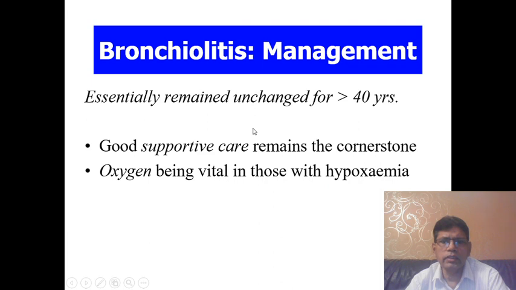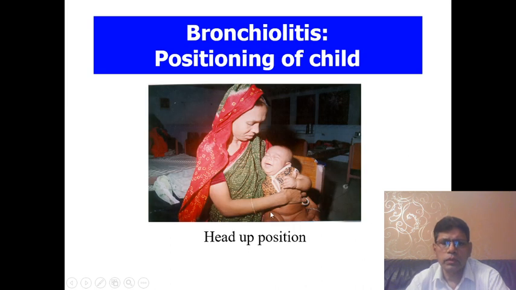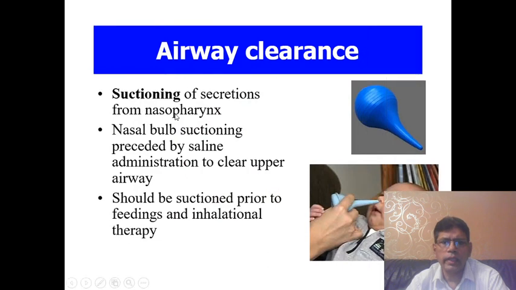And management has been essentially unchanged over the last 40 years. Good supportive care remains the cornerstone, oxygen being vital in those with hypoxemia. We should keep the head up and position the child. Airway clearance: suctioning of the secretions from the nasopharynx using a nasal bulb syringe, previously giving a saline administration, and the suction should be prior to feeding and inhalation therapy.